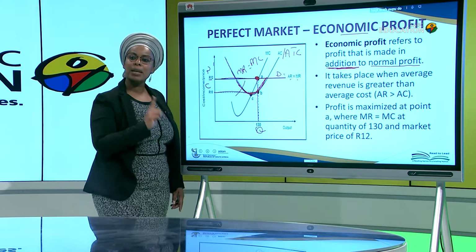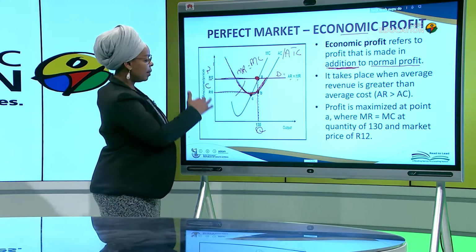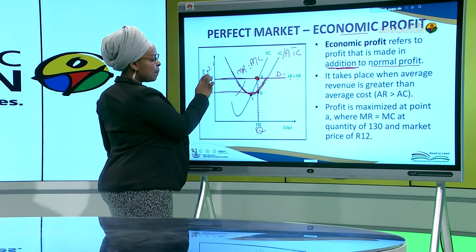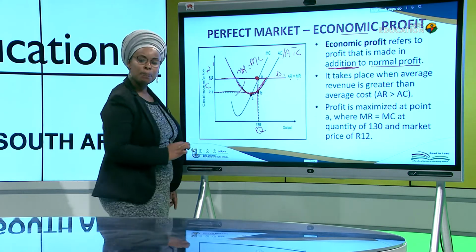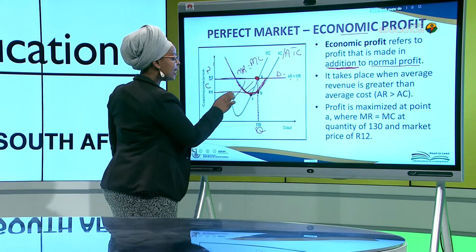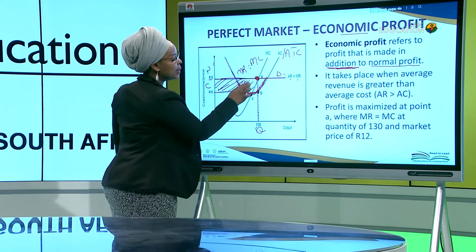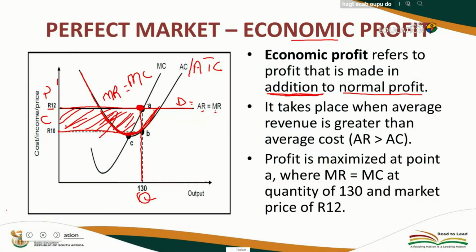In my example, I've written 10 because I want us to calculate it. So this area, CPAB, will represent economic profit. You can now shade it. It can be shaded as the area where this business is making economic profit.